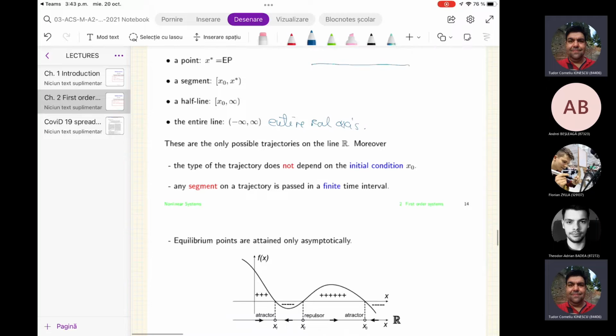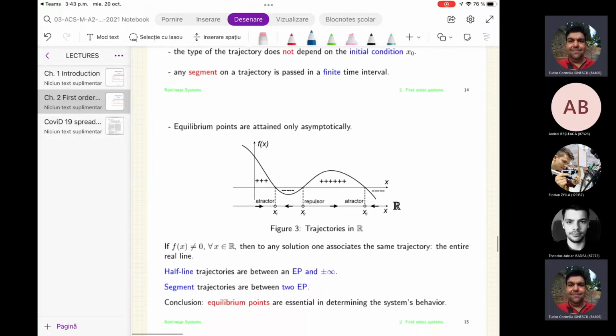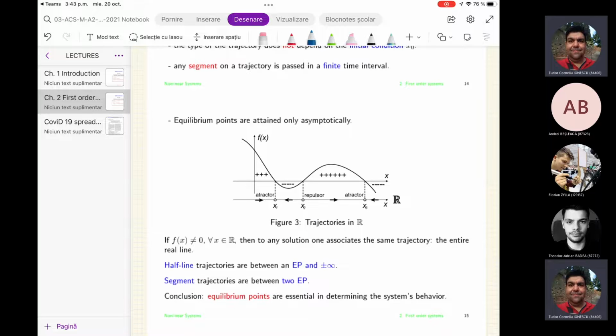Moreover, the type of trajectory does not depend on the initial condition x0. Any segment on a trajectory is passed in a finite interval of time. That's also true, because it's a segment. Now, equilibrium points. You see, now we look at this plot, f(x) versus x.